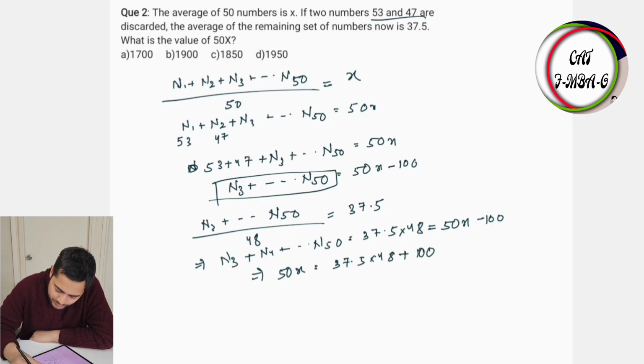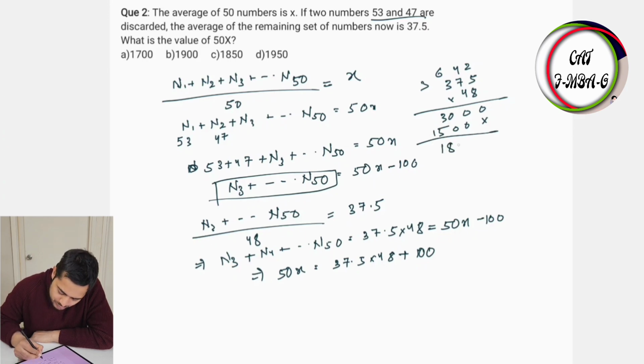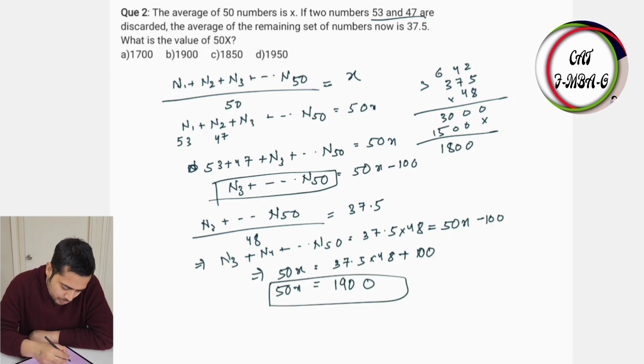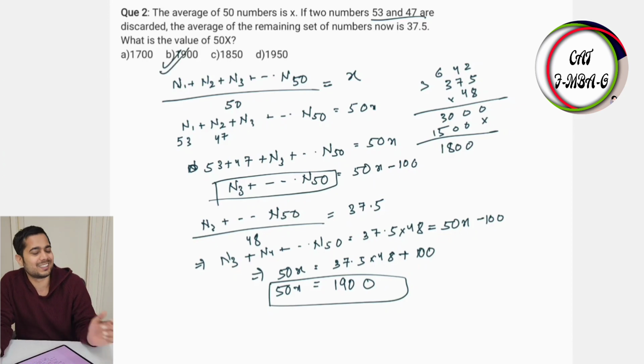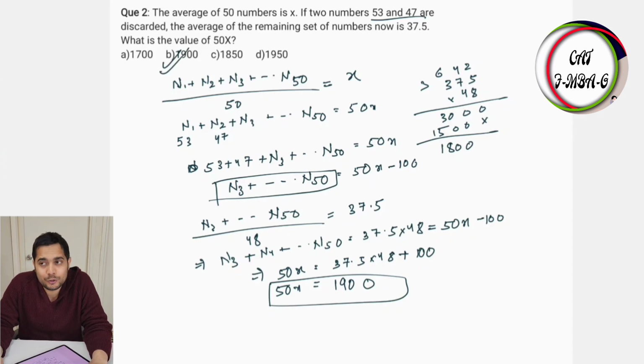If you calculate this, it is 1900. So 50x comes out to be 1900. I think option B will be the right answer. So this was also a fairly good question. And let's move ahead to the next question.